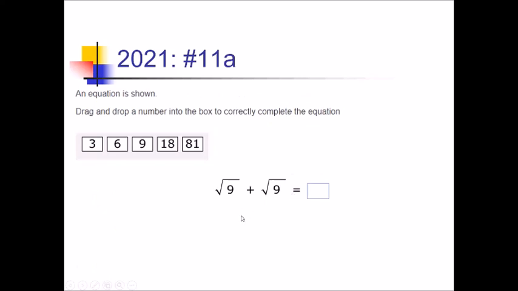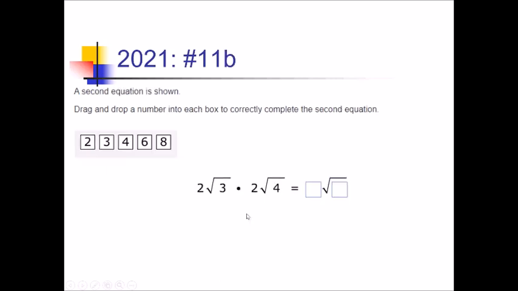For this problem, we have a two-part problem using the numbers in these boxes here. So first part, we want to know what the square root of 9 plus the square root of 9 is. So let's see here. Square root of 9 is 3, so this is 3 plus 3, which is 6, which is one of our numbers, so that's good.